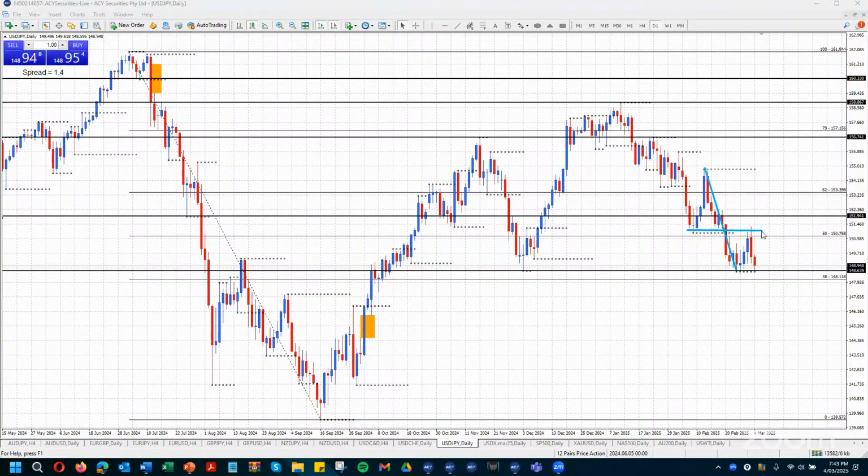Where did we rally back to? Didn't draw that very well. Broke support. Where did we rally back to? Support becomes resistance. So I want to break support. All right, it offered it there.